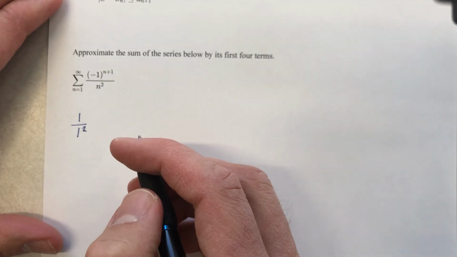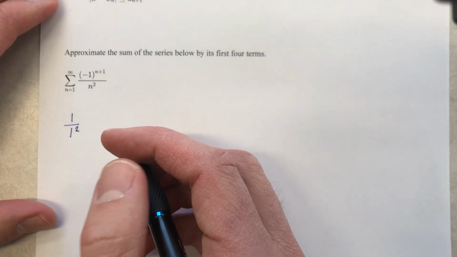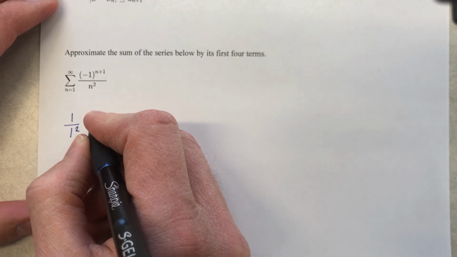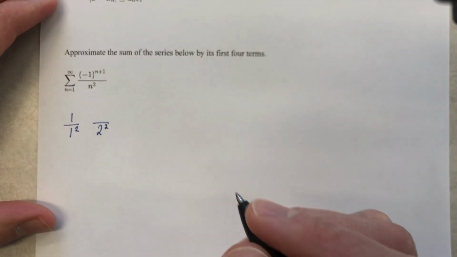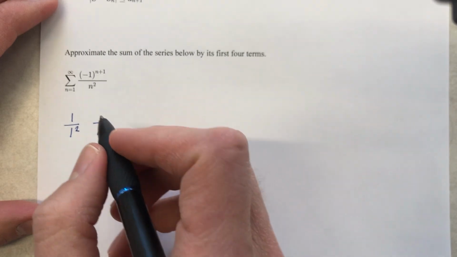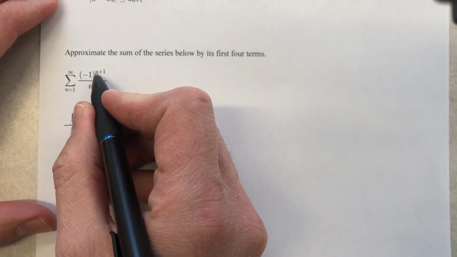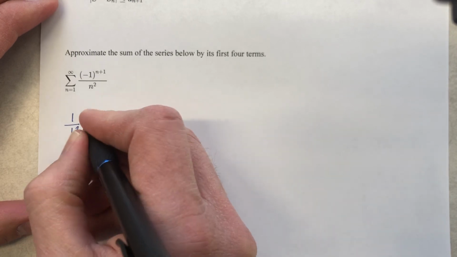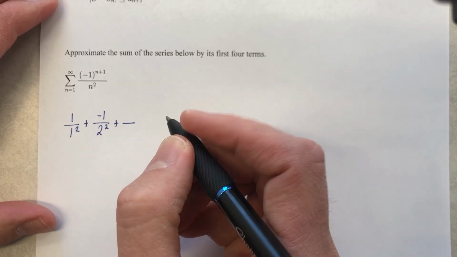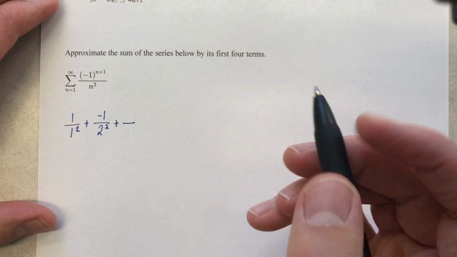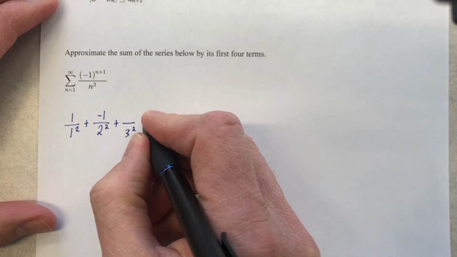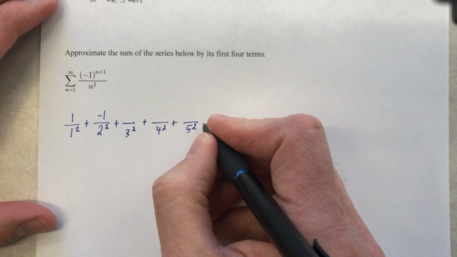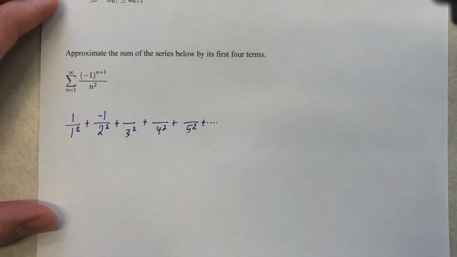Let's plug in a 2, and that gives me a 4, so 2 squared. I could have just written a 4, but we'll do it. Plugging in a 2 gives me a 3, and negative to an odd power is going to give me a negative. Then I'm going to write the first 5 or 6 terms: 3 squared, 4 squared, 5 squared, and we'll just keep going from there.